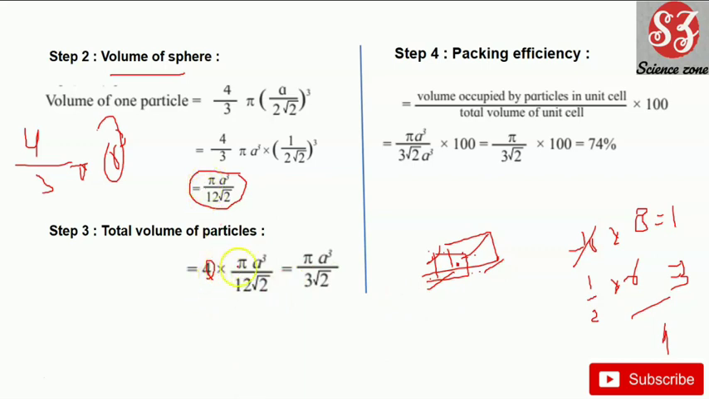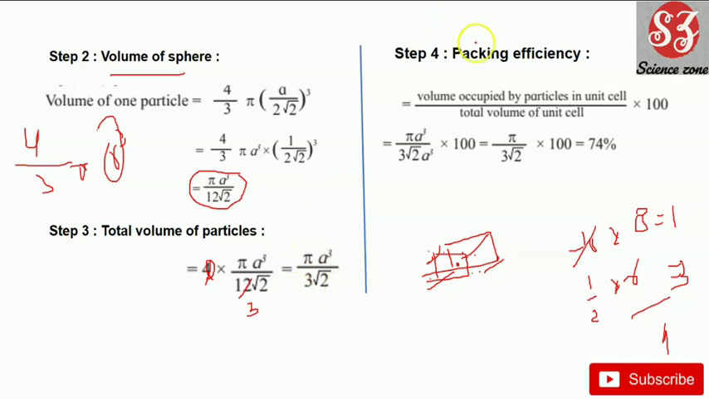So 4 into pi A cube divided by 12 under root 2, if you solve this, you will get the answer like this: 4 into pi A cube by 3 into root 2. Okay. So this is the total volume of particles.